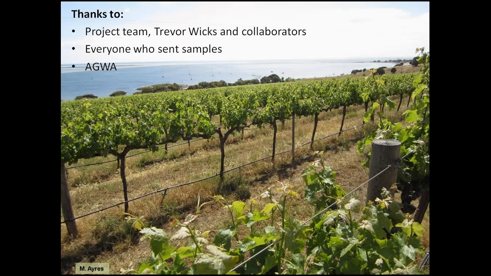Lastly, I'd like to thank the project team, Trevor Wicks and other collaborators, all the growers, agronomists and viticulturists that sent in samples. We still may be looking for some, and of course AGWA, who've provided all the funding for this project. So thank you very much, and over to questions. Nothing too hard, please. I might have to get back to you.